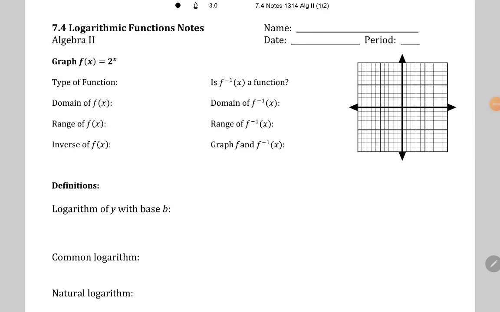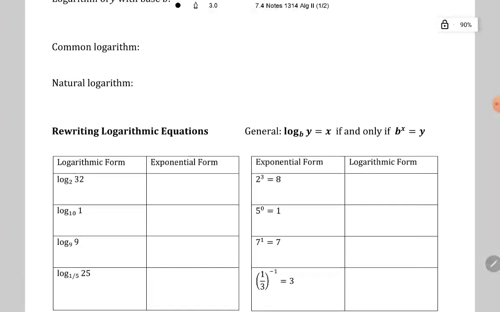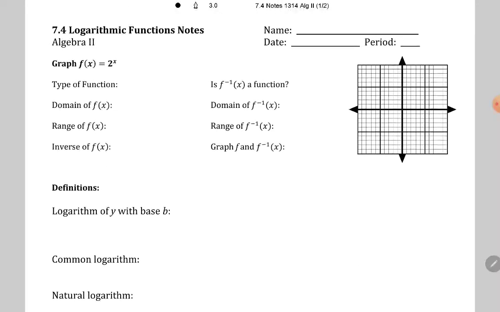We're going to look at logarithmic functions. Logs. So, first thing we're going to do is, what is a log? And we're going to use an exponential function to show you what a log is.